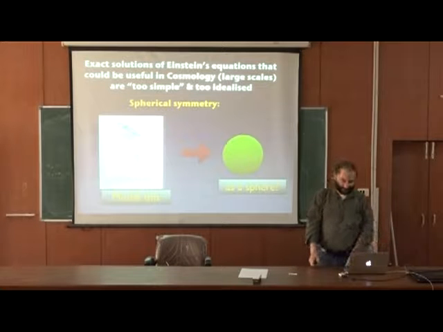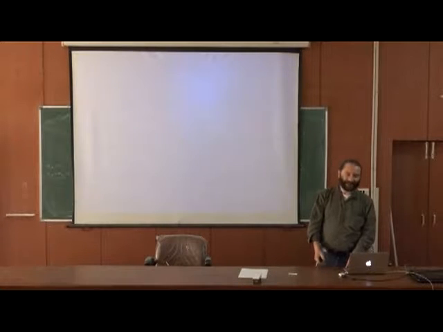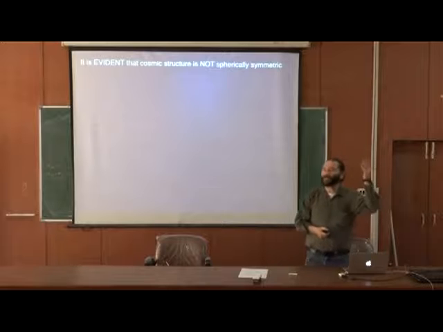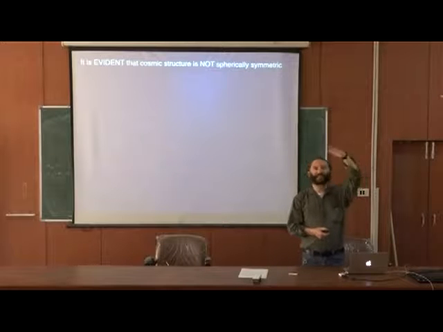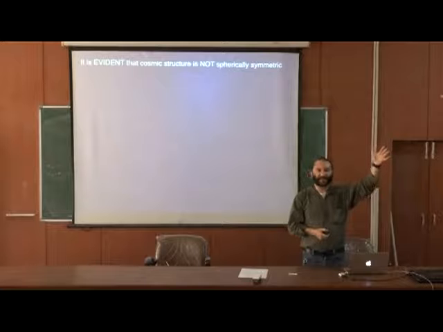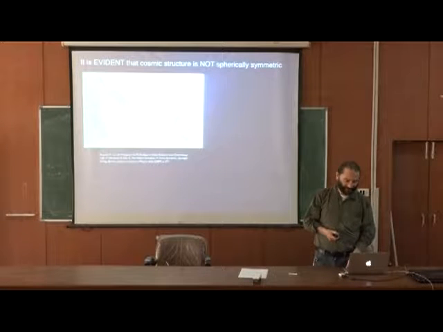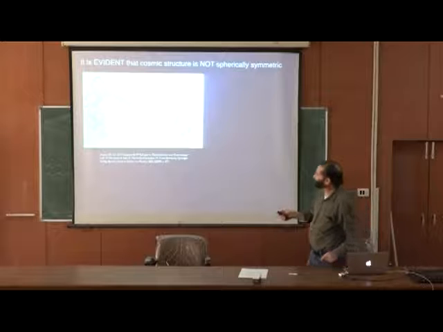So that's a big problem. How do we go beyond that? It is evident that cosmic structure is not spherically symmetric. What we see over there in the skies, in the surveys, in the catalogs, is not a spherically symmetric distribution. See, for example, this is a catalog.